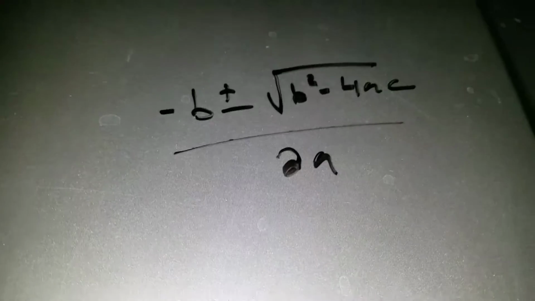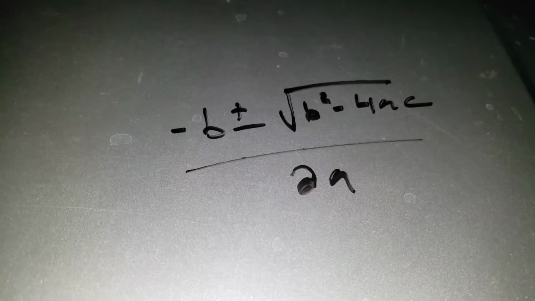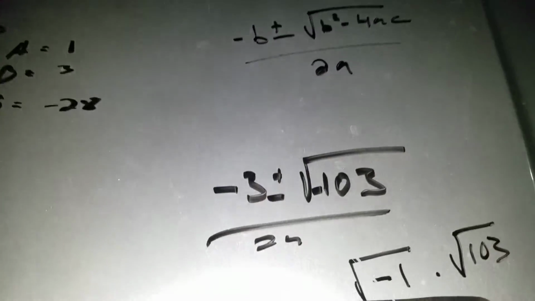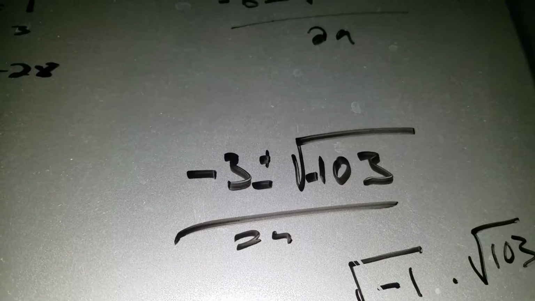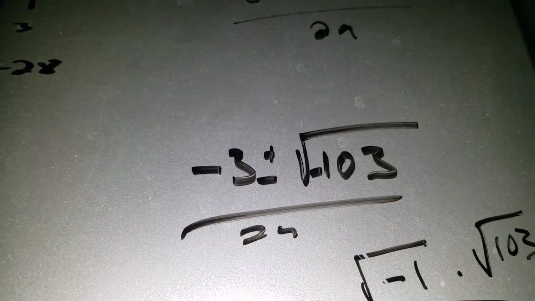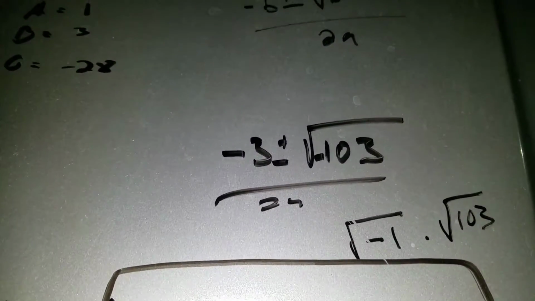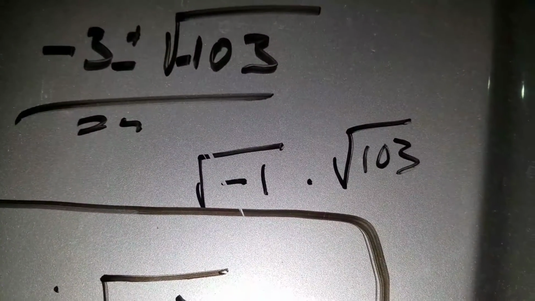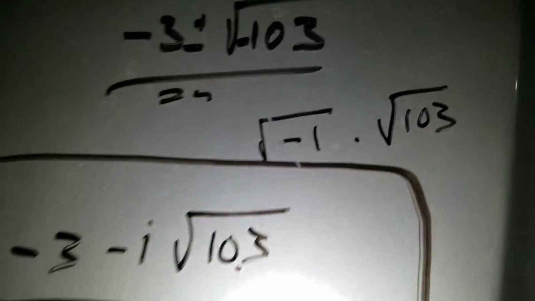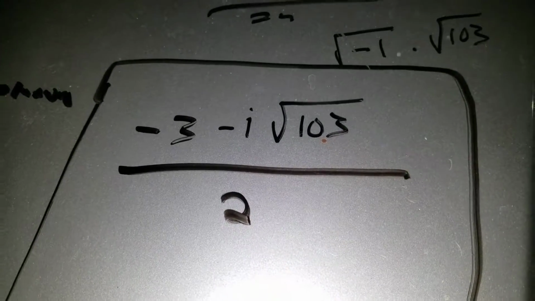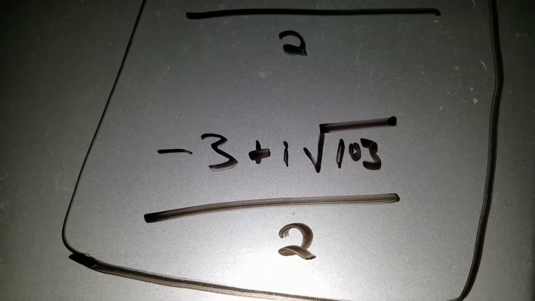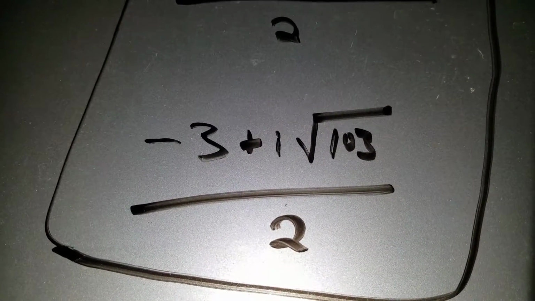You use the equation negative b plus or minus the square root of b squared minus 4ac, over 2a. So that would be negative 3 plus or minus the square root of negative 103 over 2a. So you want to get 103 to be positive, so you multiply it by negative 1, which gives you i, and your answer would be negative 3 minus i square root of 103 over 2, and negative 3 plus i square root of 103 over 2.